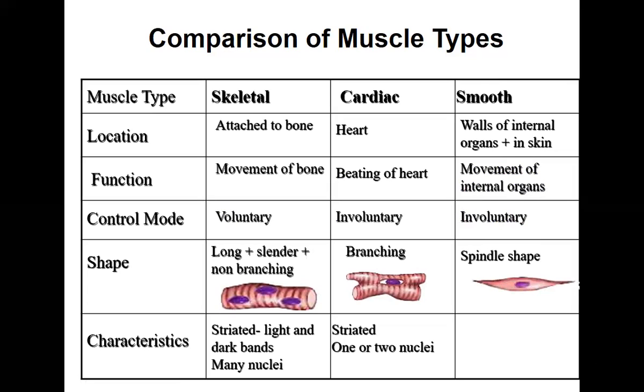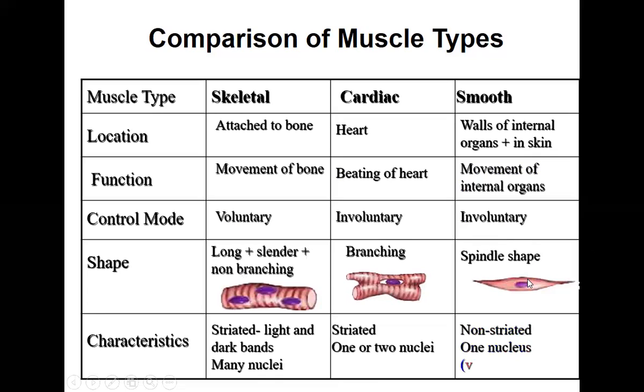Coming to the shape of the muscle fibers, here if you see, they are very typical. They are spindle shape. What do you mean by spindle shape? Two ends are narrow and in the center it is broad. This shape is called a spindle shape. Here it is long, slender, non-branching. Here there is no branching and the shape is a very typical spindle shape.